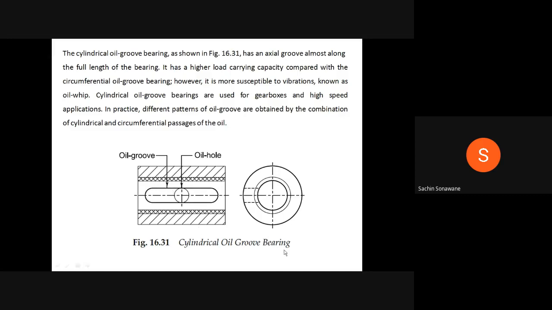See that this is cylindrical oil groove bearing. This is the oil groove. It is of cylindrical shape. This is the oil hole.